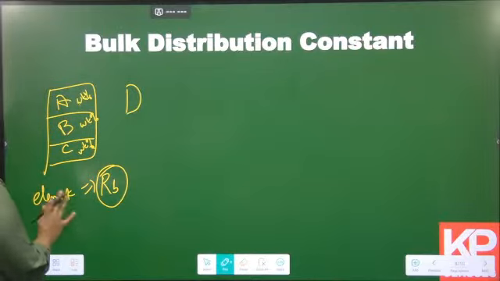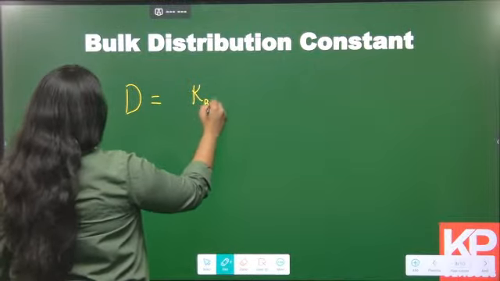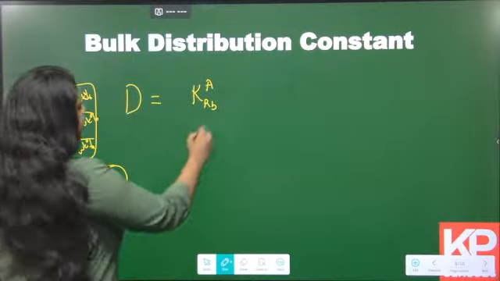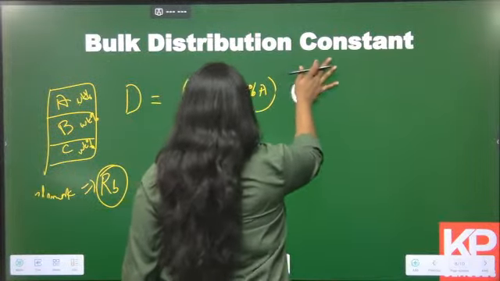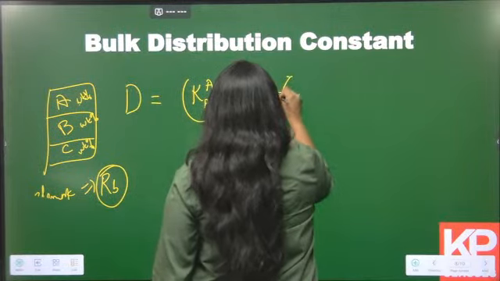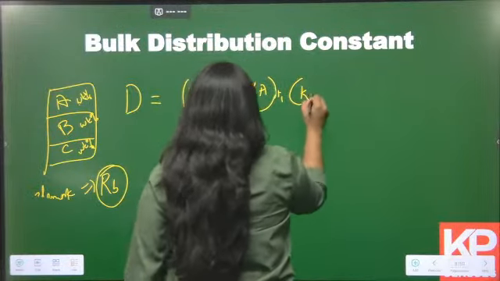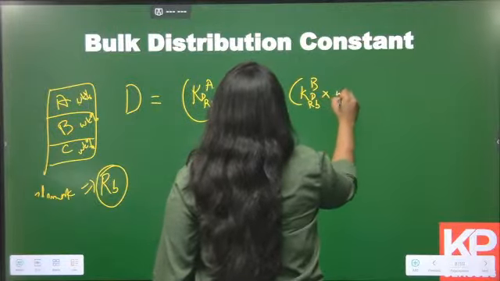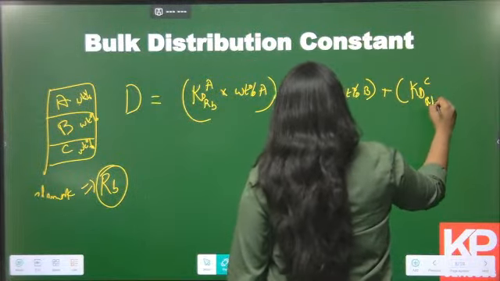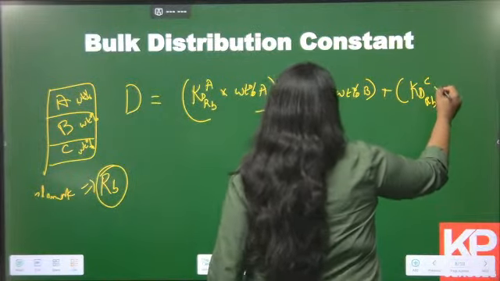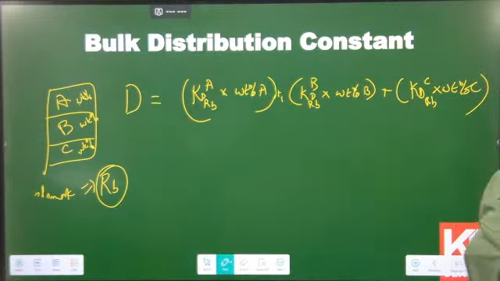To calculate the bulk distribution coefficient, we should know the partition coefficient of rubidium in mineral A, multiplied by the weight percentage of mineral A, plus the Kd value, the partition coefficient of rubidium in mineral B, multiplied by the weight percentage of mineral B, plus the Kd value of rubidium in mineral C multiplied by the weight percentage of C. This is the equation for calculating the bulk distribution coefficient of the rock.